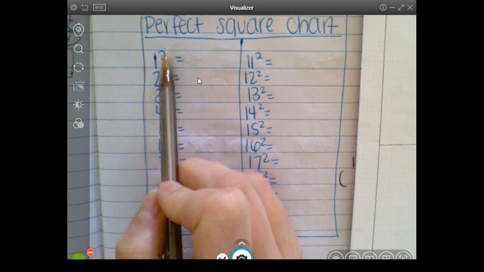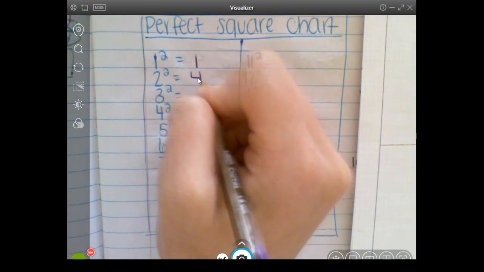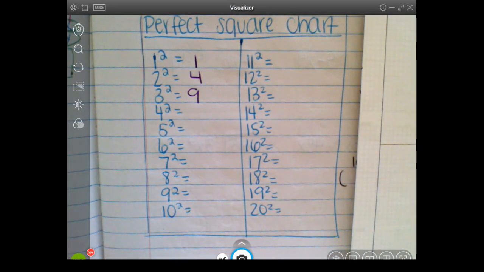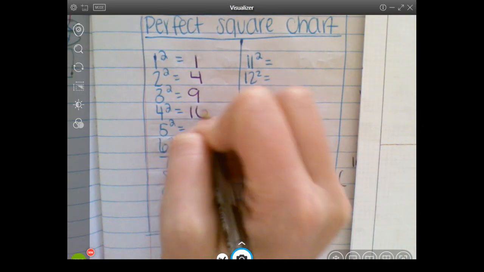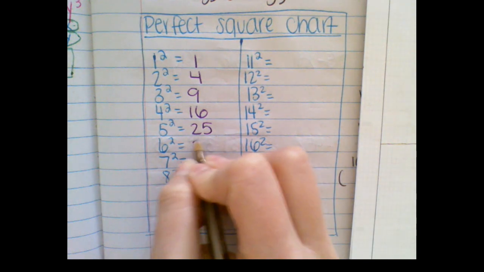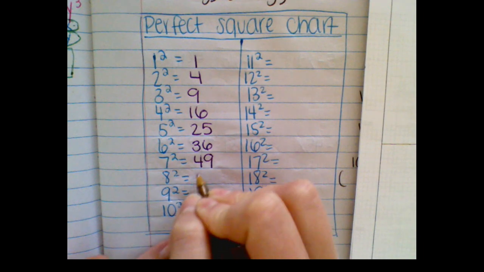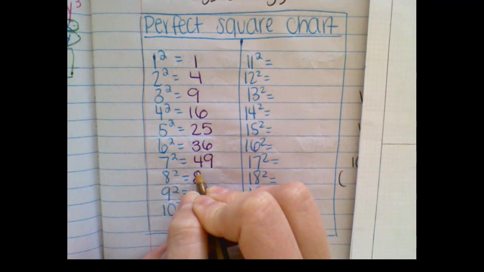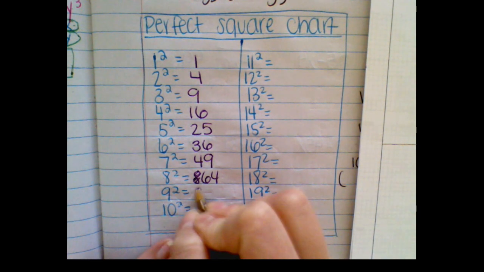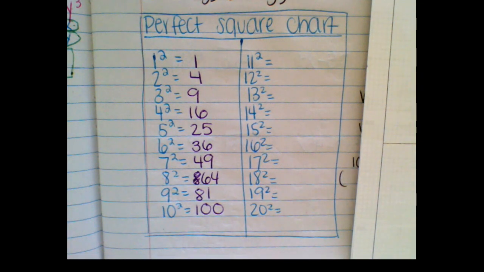So 1 squared is 1. That means 1's a perfect square. 2 squared is 4. 3 squared, 9. 4 squared, 16. 5 squared, 25. 6 times 6 is 36. 7 times 7, 49. 8 times 8, 64. 9 times 9, 81. 10 times 10, 100. Those you really should get to know off the top of your head.